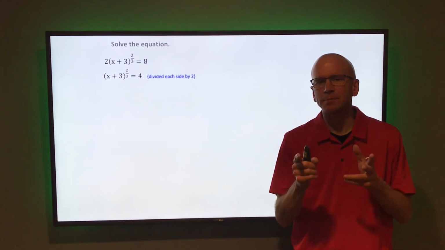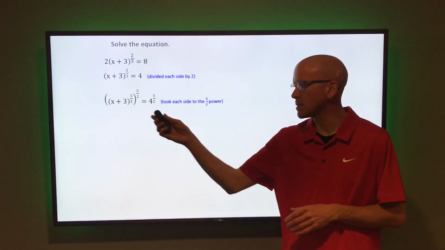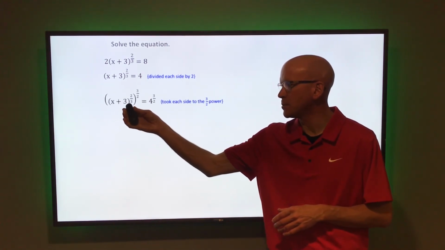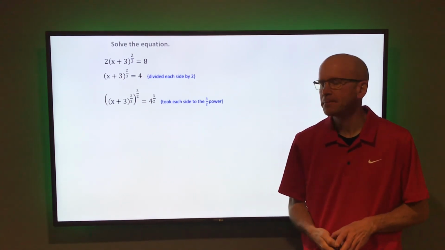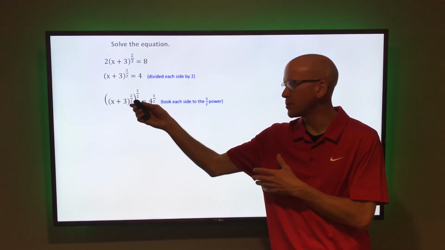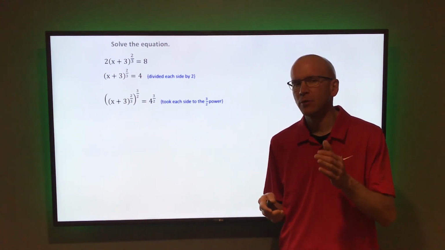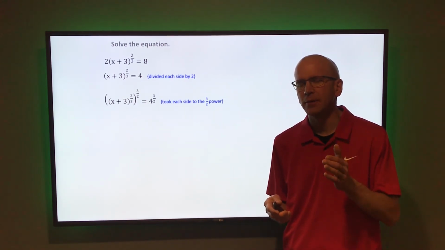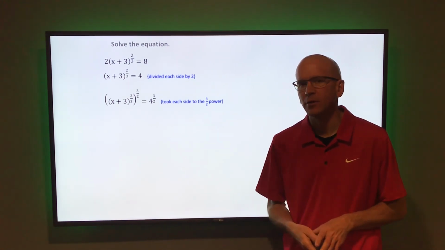Now we're going to raise both sides to the 3/2 power. So if you raise both sides to the 3/2 power, it'll be x plus 3 to the 2/3 to the 3/2 power equals 4 to the 3/2. Now that x plus 3 to the 2/3 to the 3/2, that 2 is even. Remember, if either the numerator or denominator is even, you're going to switch over to absolute value. So it'd be the absolute value of x plus 3 on the left.